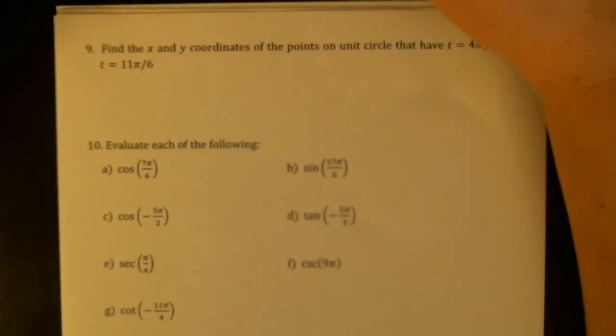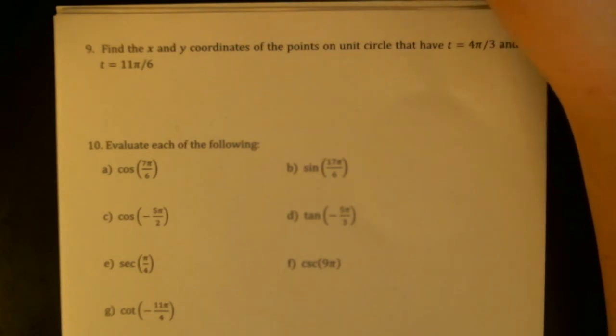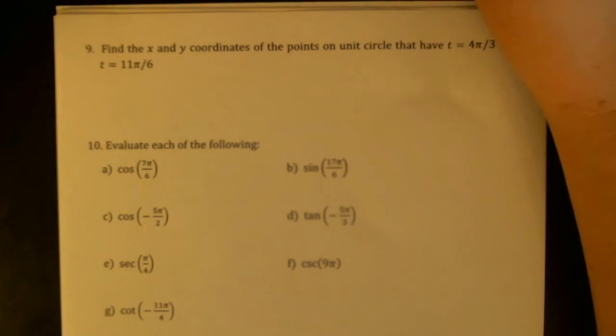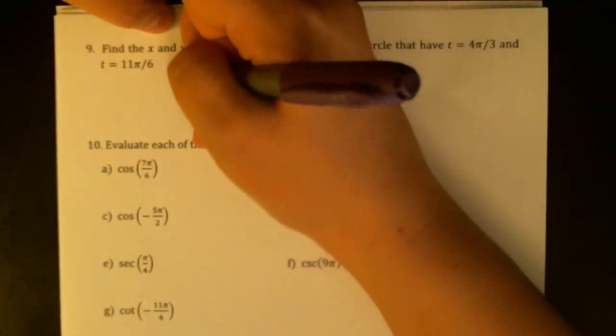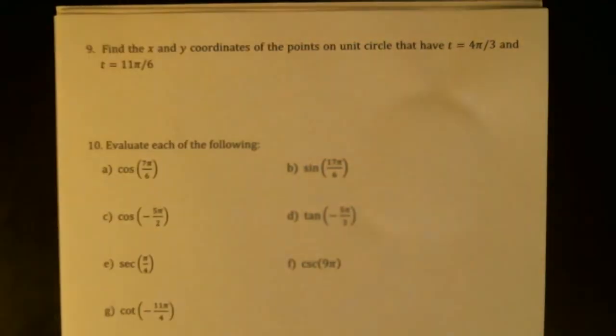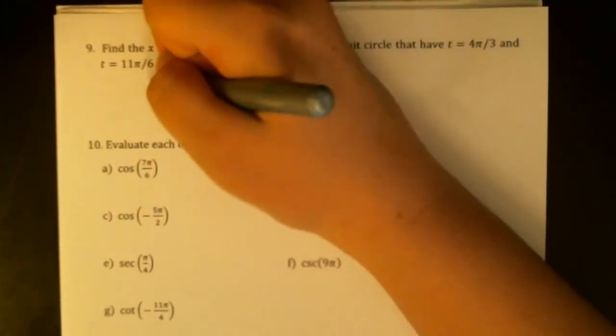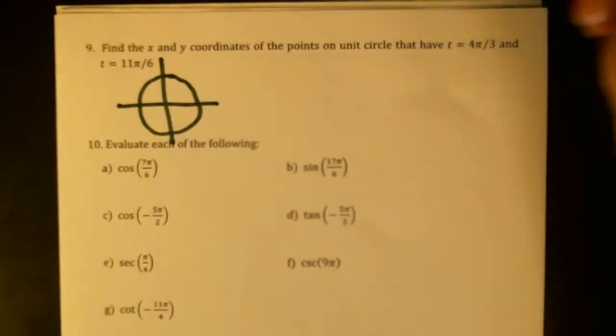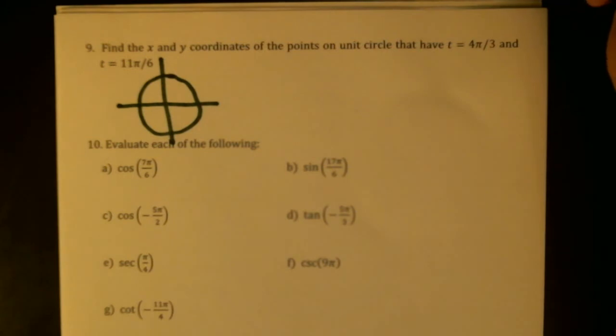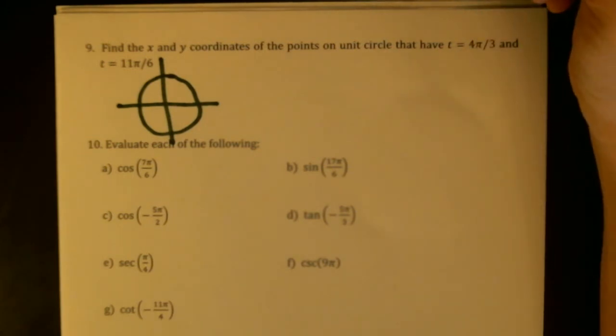So the first one: we want x and y coordinates, if we are on the unit circle and we have an arc length of 4 pi over 3 and then also 11 pi over 6. One thing that I expect you to be able to do is just count out your pi over 3s or pi over 6s or pi over 4s and figure out a fairly accurate location on the unit circle.